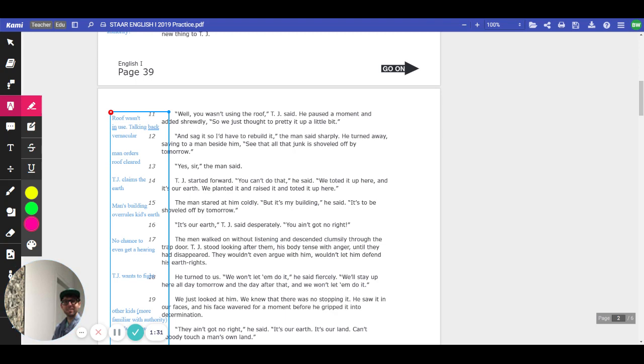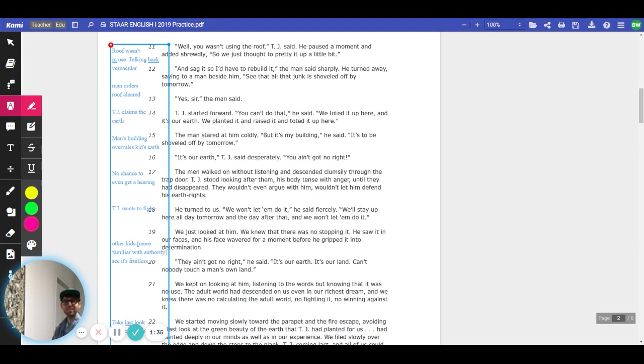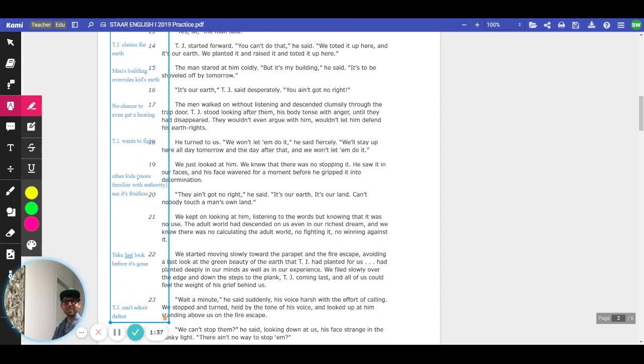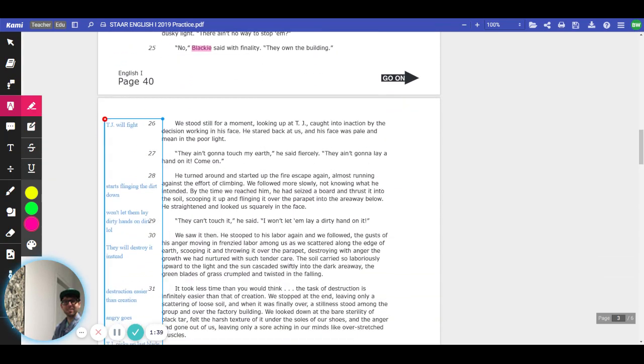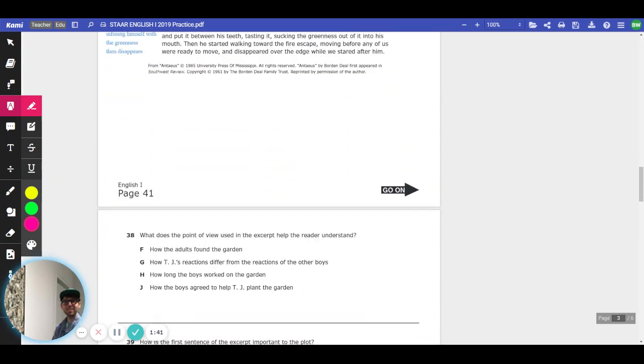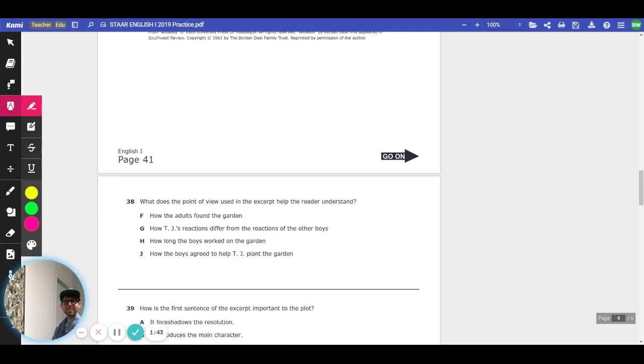Then the roof wasn't in use. TJ kind of talks back to him. The man orders them to clear the roof, so on. So I'm just making notes as I go, right? Like little summaries off to the side. Then I come down to the questions.